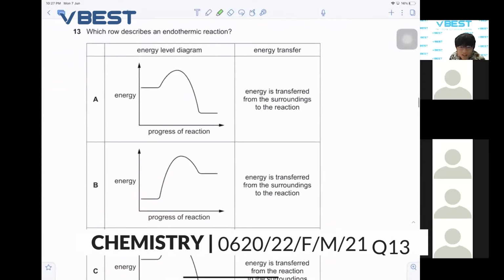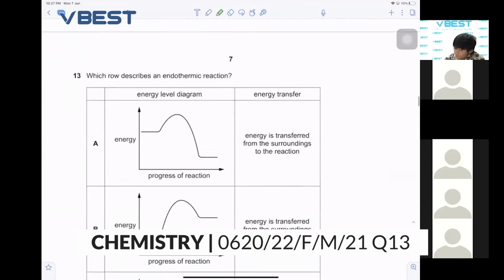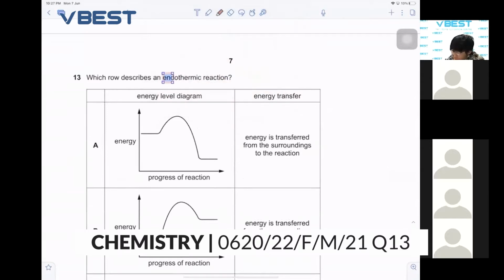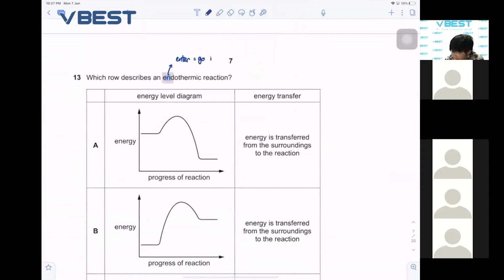Okay, next, 13. Which row describes an endothermic reaction? Guys, look at the word endo. You see this "en"? En is like enter, right? Enter is like go in. Okay, go in, energy goes in, so it absorbs energy.